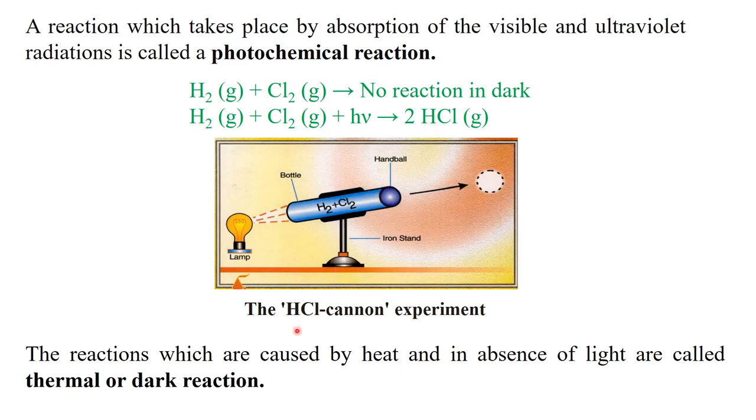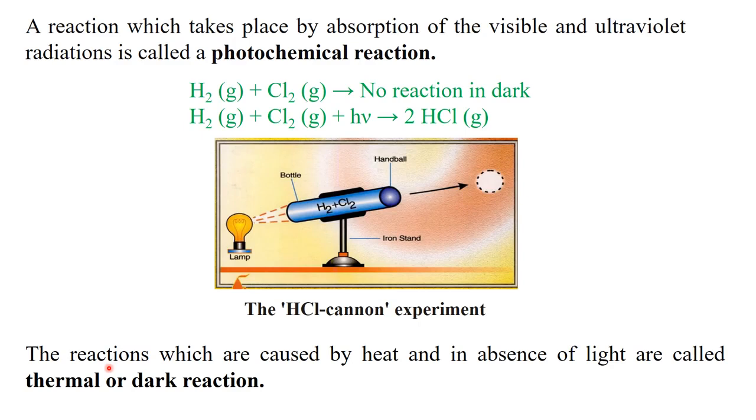Here is the famous HCl cannon experiment. If we fill a tube with equimolar volume of H2 and Cl2 and a handball is placed on one side, when the lamp is switched on, hydrogen and chlorine will react to form HCl gas and it will behave like a cannon.